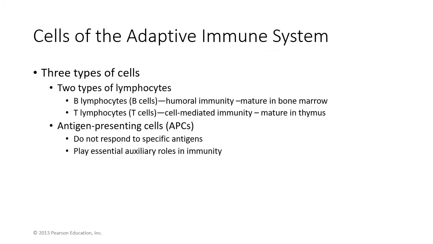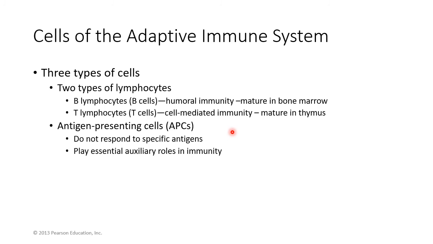Cells of the adaptive immune system. We're going to start generally talking about the key players in this 3rd line of defense. There are 2 types of lymphocytes. Your B lymphocytes, also called B cells, are involved in humoral immunity. They mature in the bone marrow. T lymphocytes, T cells, are involved with cell-mediated immunity. They mature in the thymus. So B for bone marrow, T for thymus.